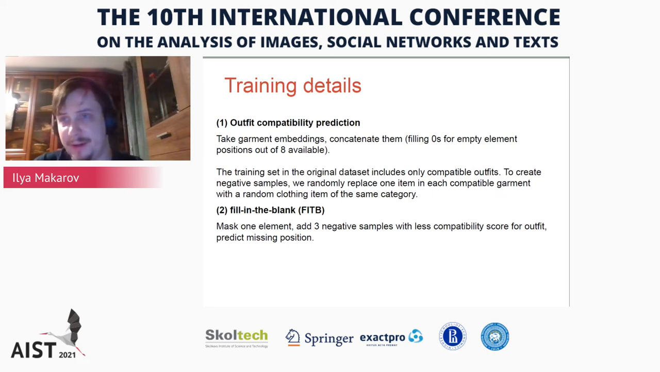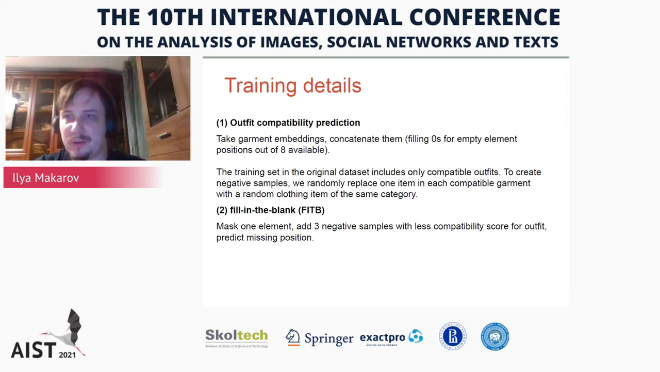For the fill in the blank task, we basically do the following. We take the positive outfits, mask one element, and add three negative samples with a lower outfit compatibility score. So the task is to predict the missing position versus a fixed number of negative samples. I don't think that the current setup for solving fill in the blank is the optimal one, as was also mentioned by reviewers.